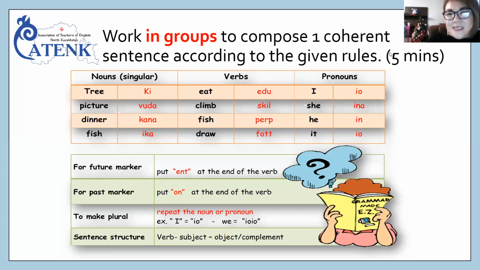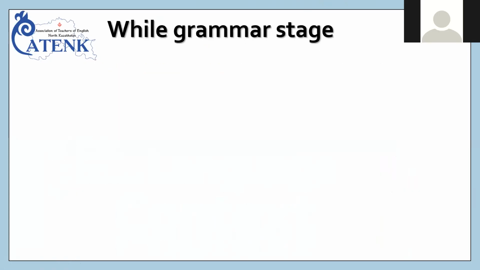So that is why it is very important for us as teachers to use all three stages of the lesson: pre, while, and post. In the pre-grammar stage, it is very important to set the context, to make some context via pictures or with a situation or any other leading activity.